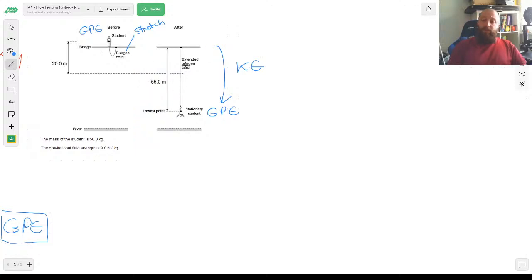And the length the bungee reaches will depend very much on how much gravitational potential they've got. But we'll have a look at that in a moment. So 20 meters, and I think this says somewhere else in the question, 20 meters was the length of the bungee.